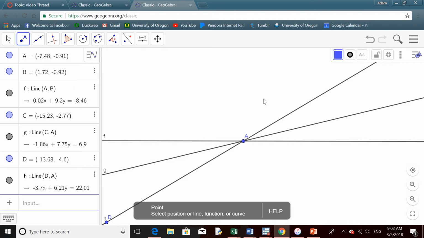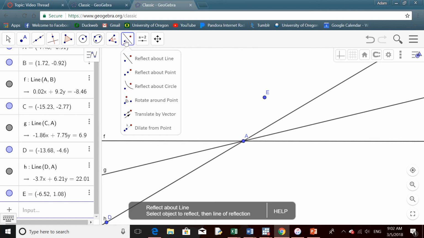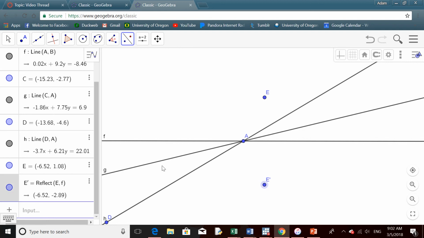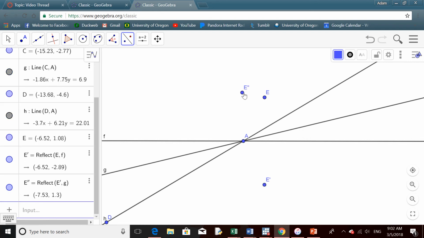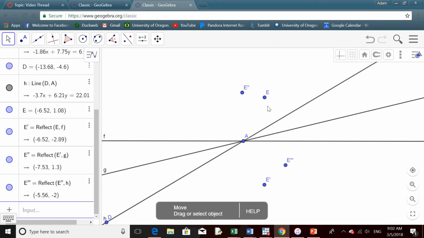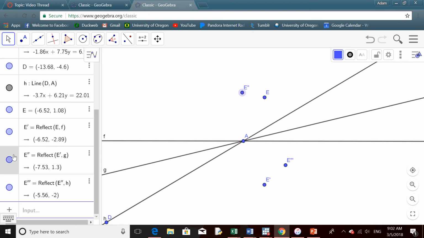So we have some arbitrary point here, call it E. We can find its transformation under the composition of these 3 reflections, reflecting first about F, then about G, and then finally about H. And again, we will get rid of these extraneous points just because they are not really necessary and we don't want to confuse anything with what points are what. In this instance, E is going to be the original point and E triple prime is going to be the image under the composition of these 3 reflections.